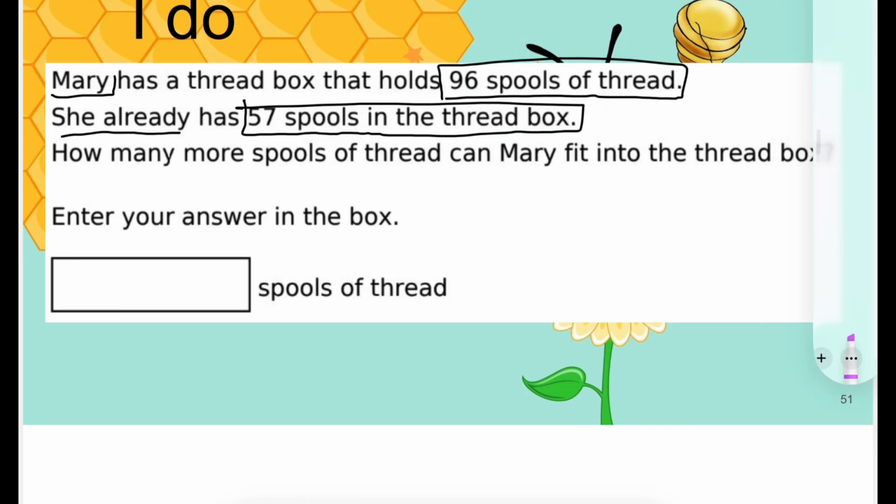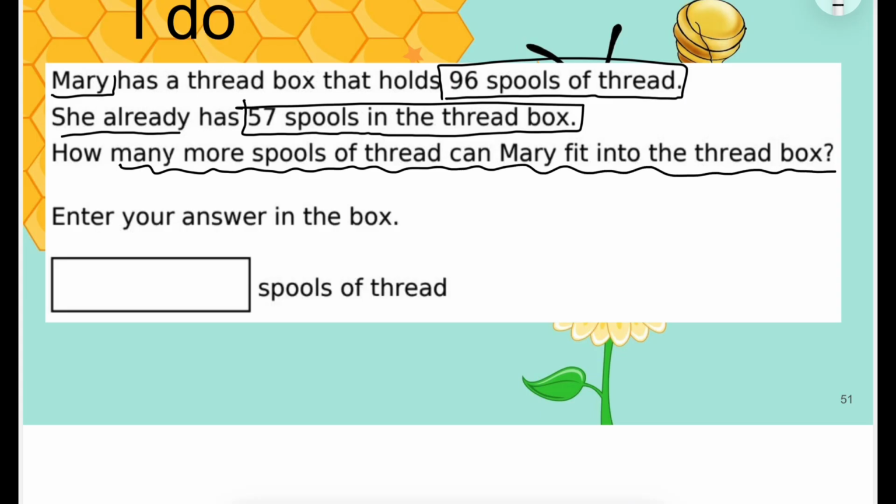Is it full? No, because the question says how many spools of thread could Mary fit inside of the thread box. So to find out how many more, this right here is a full box. 96 total. But now we know some of it is already taken. More than 50% of that box. So now I have to ask myself, how many more could she fit? We could solve that by subtracting 96 minus 57.